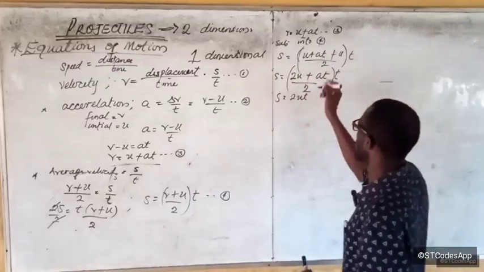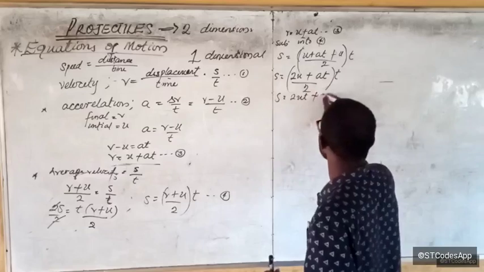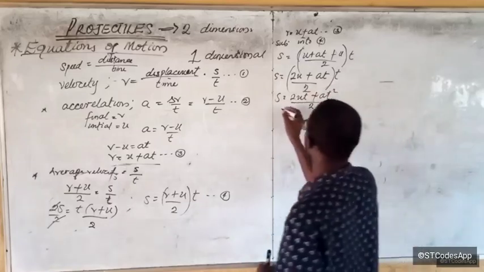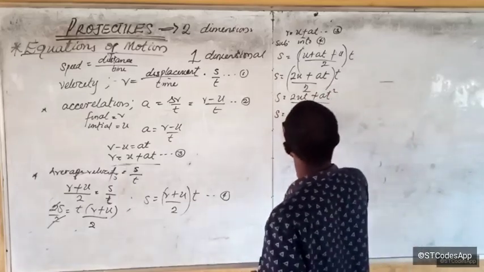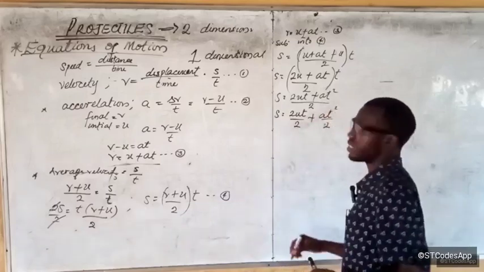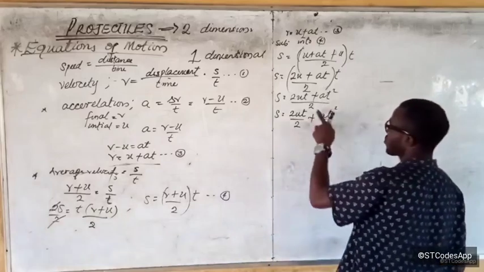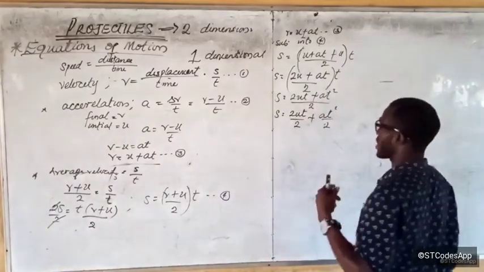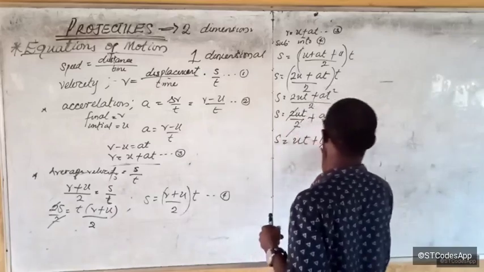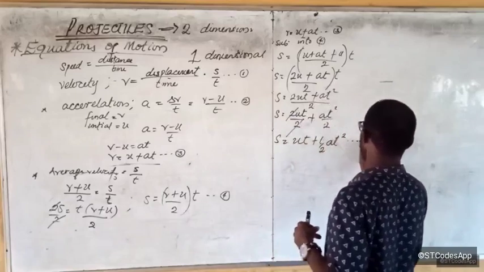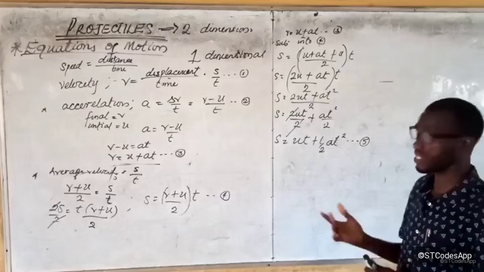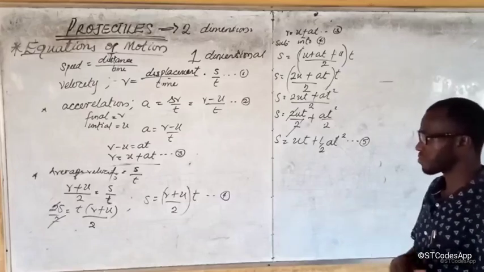If I distribute the t, 2u times t equals 2ut plus at squared all over 2. If I also distribute the 2, I'm going to have s is equal to 2ut over 2 plus at squared over 2. Isn't it? Because the LCM of this is 2 and 2, so we have this back. So this takes care of this, and s is equal to what? ut plus 1 over 2 at squared. This is equation 5. So that is how that equation came about, if you have seen it before.